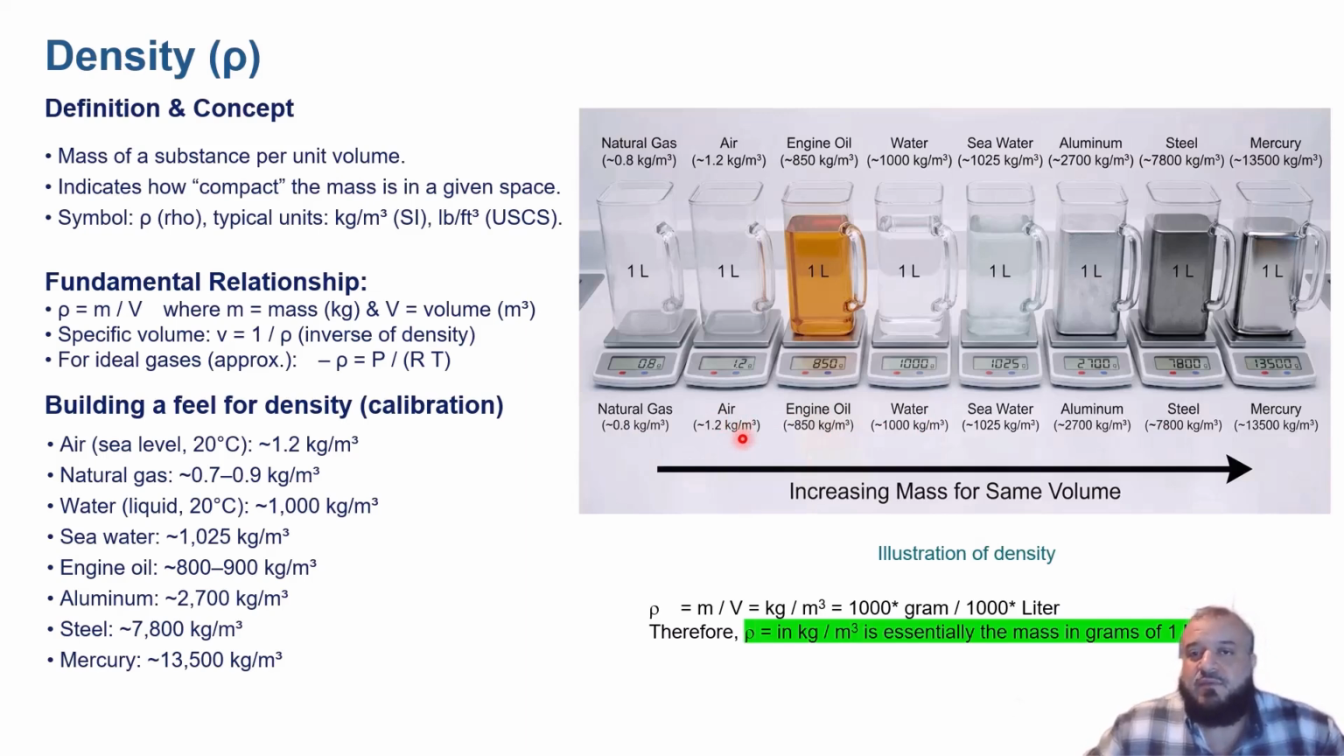You know that 1 liter bottle? It's empty, right? It's nothing. It's 1 kilogram per meter cubed. So essentially, the weight of the air is 1 gram. Nothing, essentially, right? Natural gas is even a little lower than air.